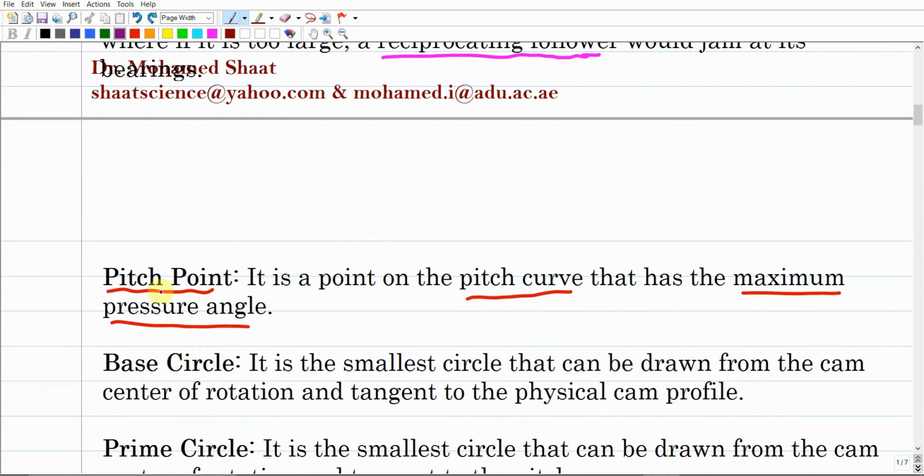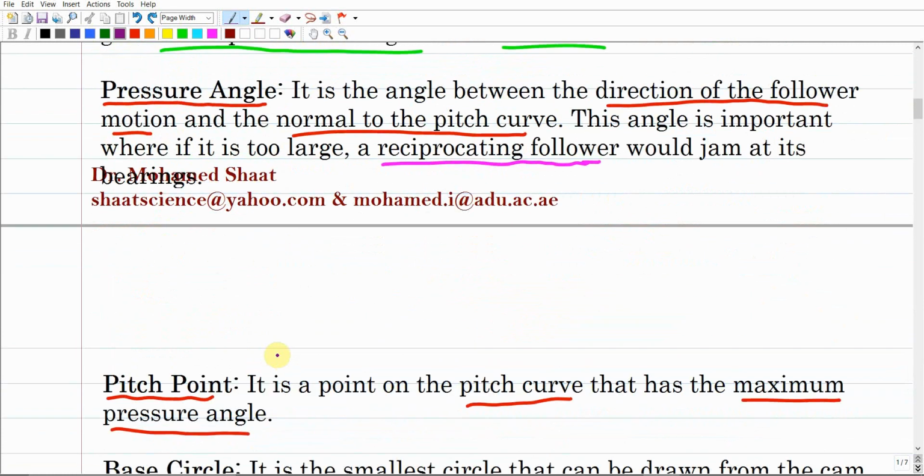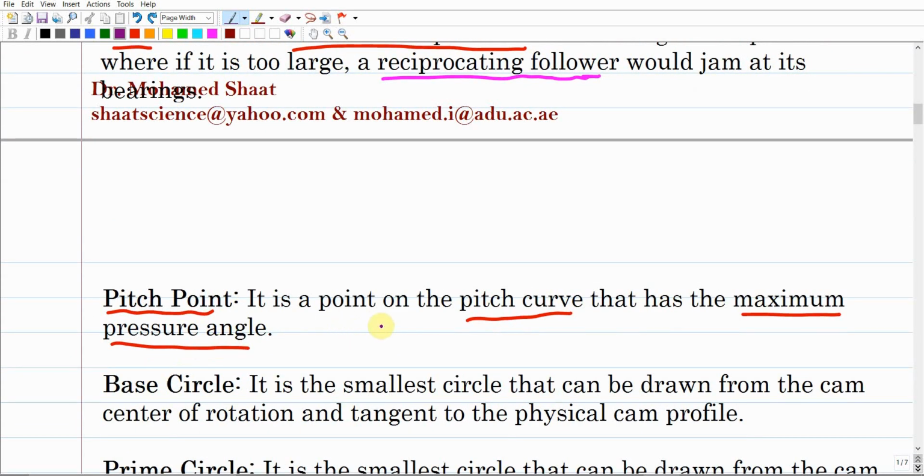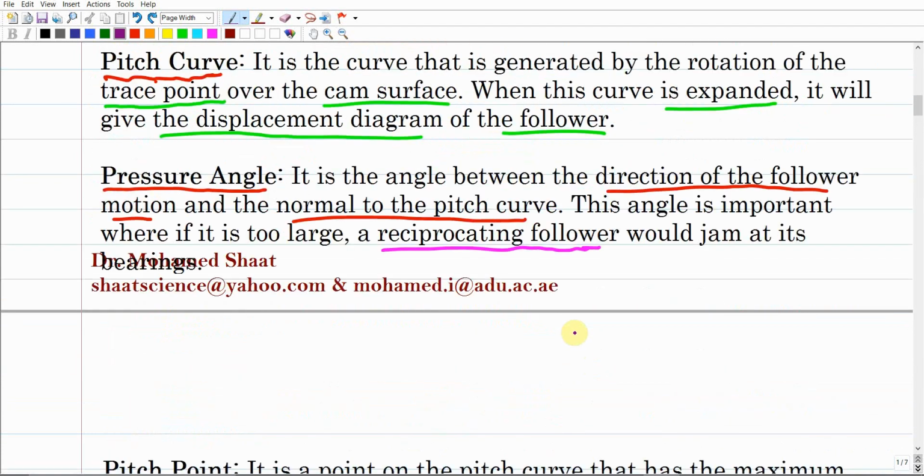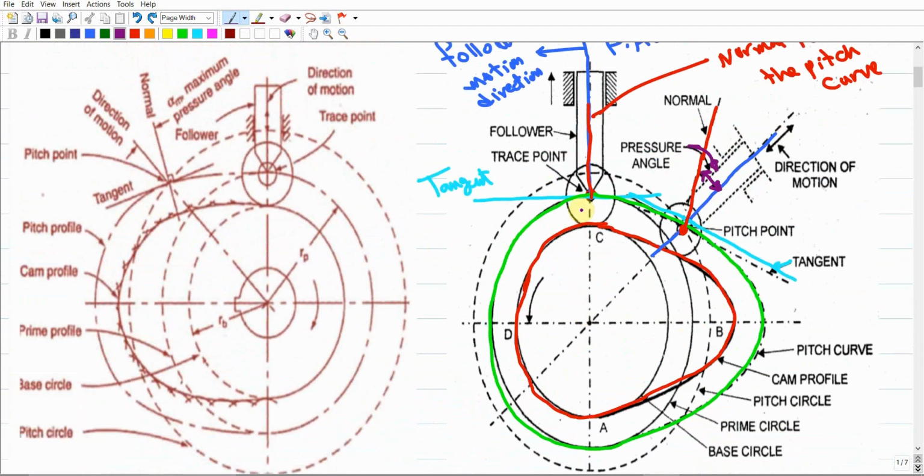Another thing that we have to consider here is the pitch point. The pitch point should be a point on the pitch curve. So again, where should it be located? Over the pitch curve. We said that the trace point is the point that belongs to the pitch curve. This is the common point between the follower and the pitch curve. So the pitch point is different than the trace point.